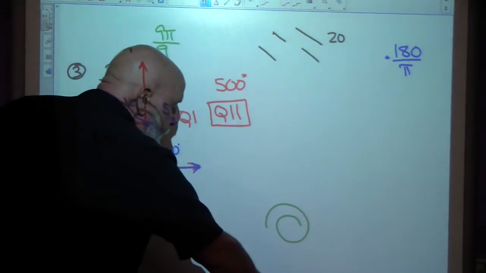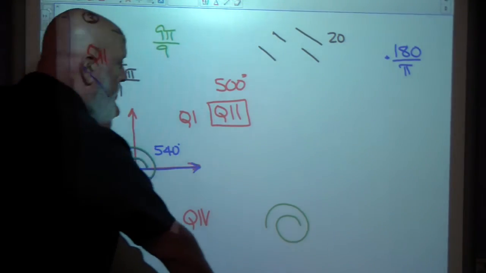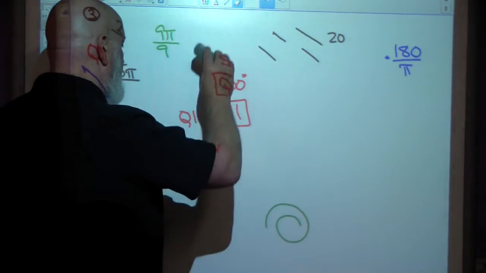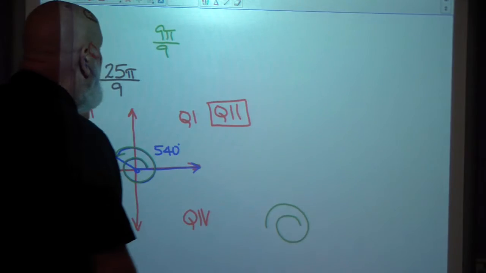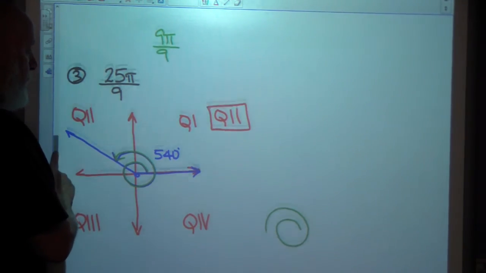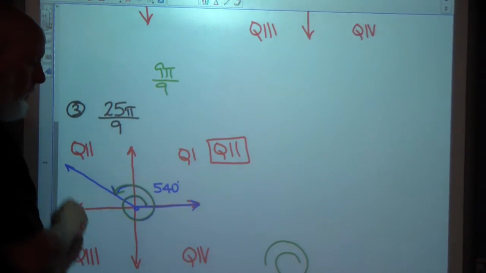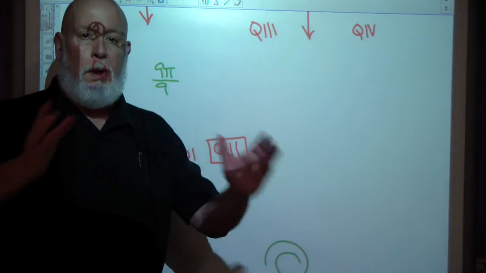Or if you'd rather, you can convert to degrees as we did to begin with, and you'll get the same quadrant. We've done this in the past, you can do it again. Good little review. You can do this.